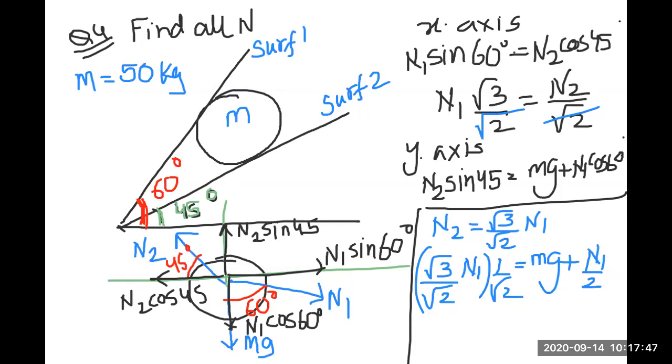So this will be equal to root 3 by 2 minus 1 by 2. N1 is equal to mg. N1 is equal to 2mg upon root 3 minus 1. Right? अब N1 आ गया, N2 भी आ जाएगा. Right?